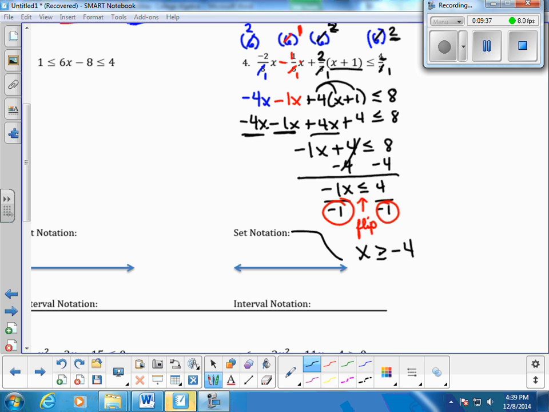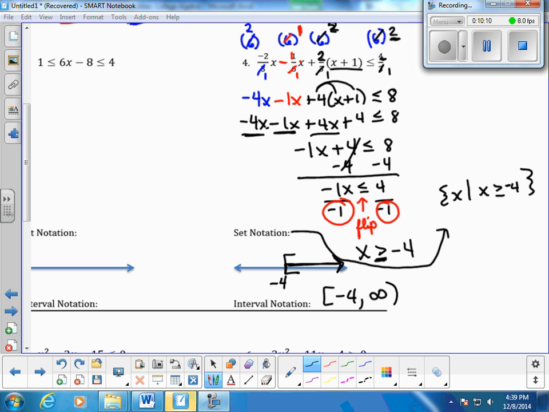Set notation, I'm going to come out here, would be all the values of x such that x is greater than or equal to negative 4. We put negative 4 on the number line. It's a bracket because of this bar, greater than. And then we name interval notation left to right. So as I'm coming across, the first thing I come to is a bracket negative 4. And the last thing I come to is an arrow pointing to the right, which is an infinity.